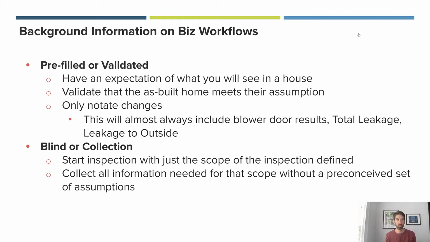The other way is blind or just pure data collection. And for this, you start the inspection with just the scope defined, and your field rater would go and collect all of the raw information: geometry, window area, wall components, everything. And then they would take that data and build an energy model from that information.